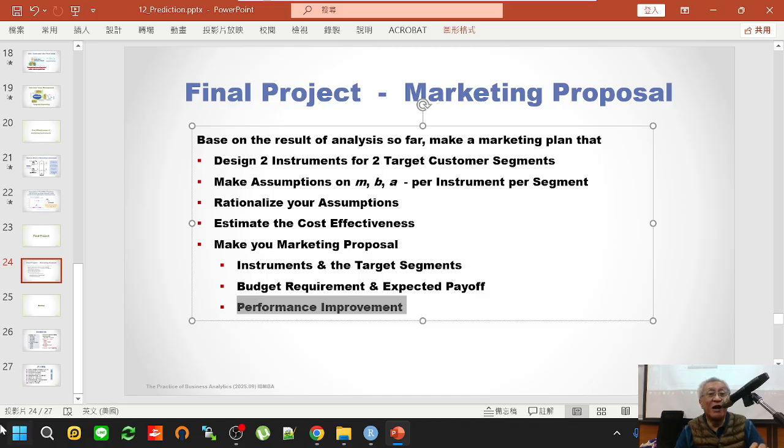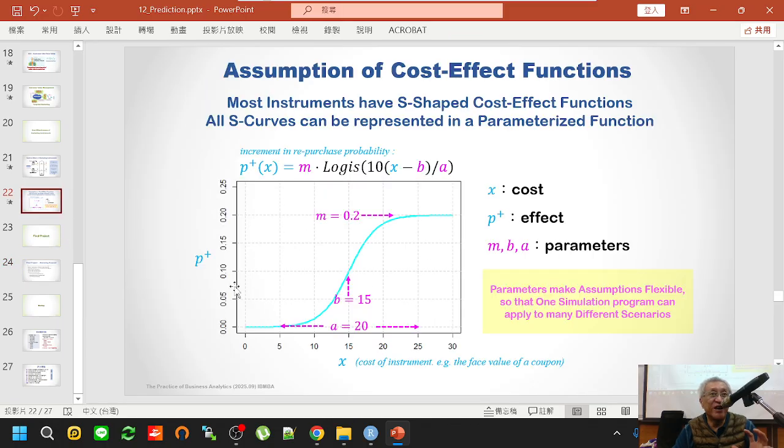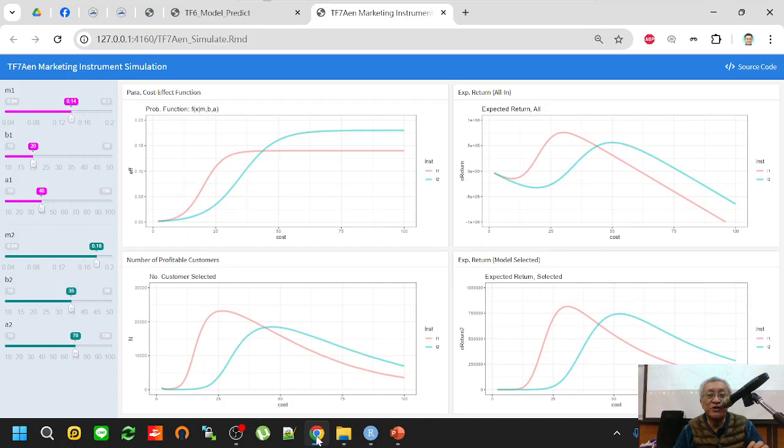Next week, I will show you how to do a generalized and flexible assumption, so that with the simulation we can use it to design the instrument, choose the instrument, choose the customer segment, and also estimate the expected return. Okay? And then hopefully the simulation tool that I give you is good enough for you to do the final presentation. You got it? Okay? Because your time is squeezed very tightly, I think this is the best way that we can do, right?